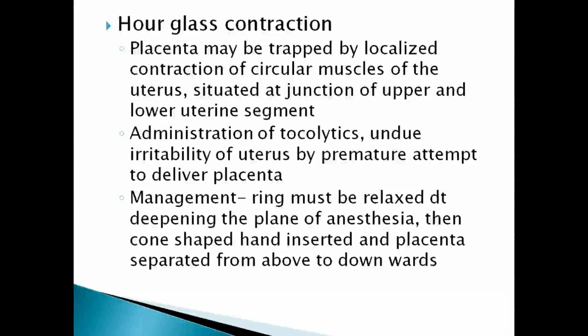Hourglass contraction. The placenta may be trapped by localized contraction of circular muscles of the uterus situated at the junction of upper and lower uterine segment. Administration of tocolytics, undue irritability of the uterus, or premature attempt to deliver the placenta will all lead to hourglass contraction. Management includes that the ring must be relaxed by deepening the plane of anesthesia. Then a cone-shaped hand is inserted and the placenta separated from above to downwards.